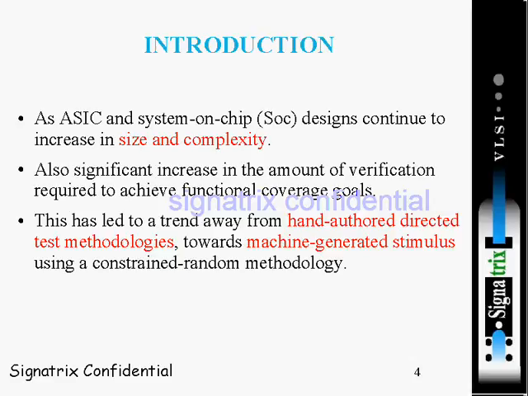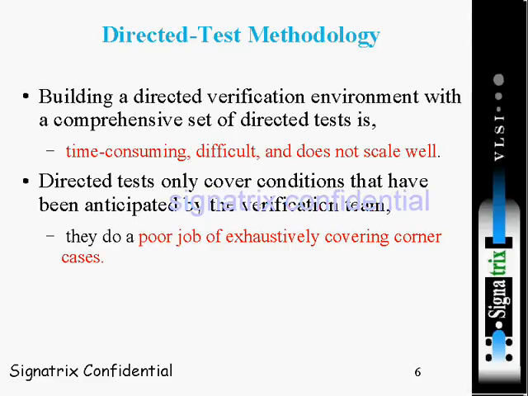So in that case, what's our next phase? Next step, we will try to automate that process. Automatically the system itself will generate the test vectors and test that 16 to 4 decoder. That is our next step. That's what is in the third point there. Directed test methodology means building a directed verification environment with a comprehensive set of directed tests. That is time consuming, difficult, and does not scale well.